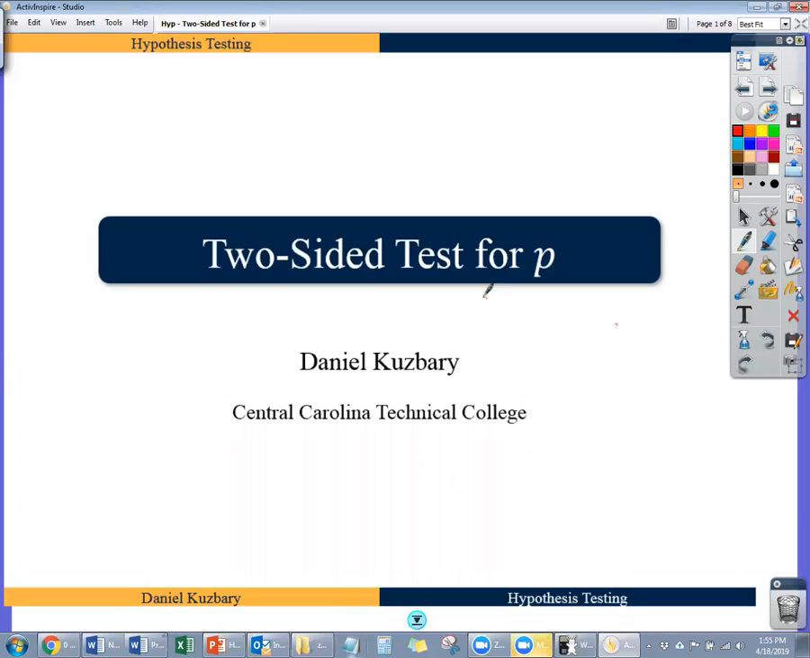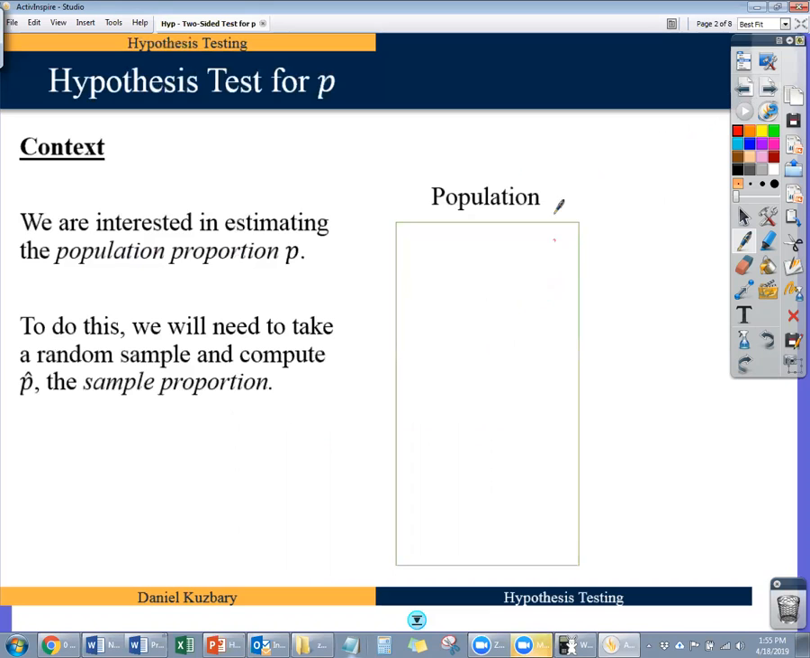This is Daniel Coosbury, and in this video, I'm going to show you how to do a two-sided test for the population proportion P. So we've got some kind of population we're interested in, and we're interested in finding the proportion of things or people who fall into some sort of category, and we call that P. So we're looking for this thing right here.